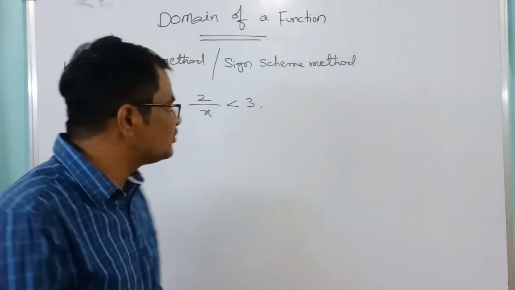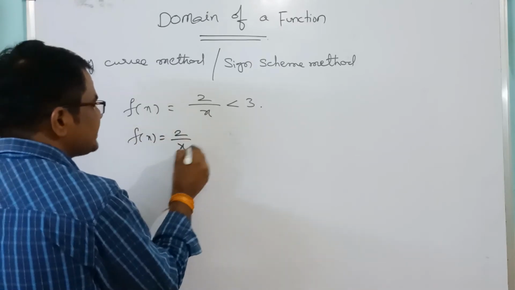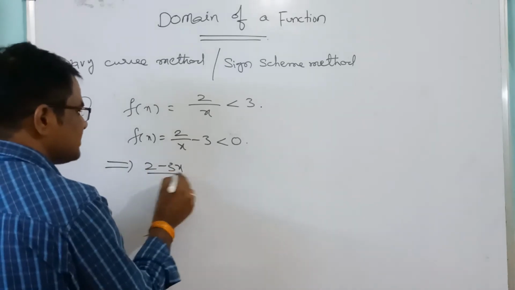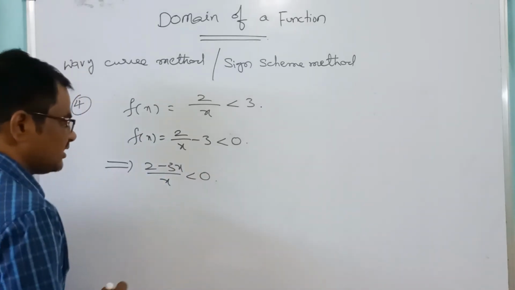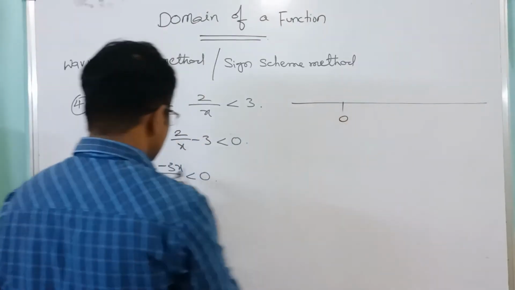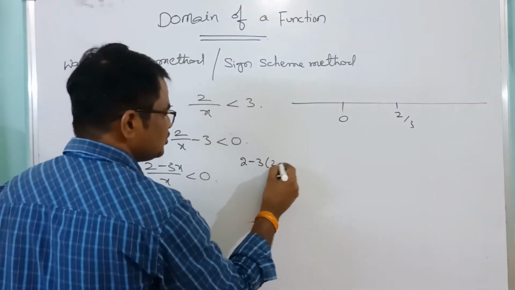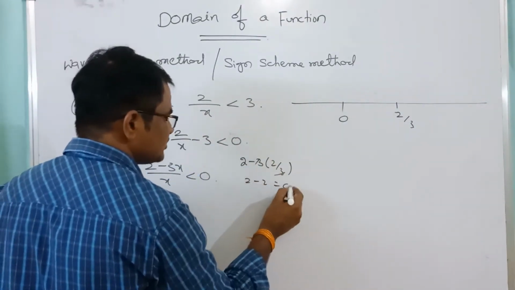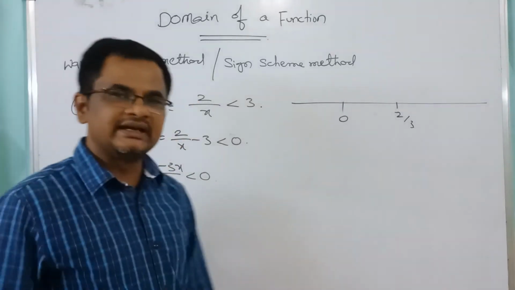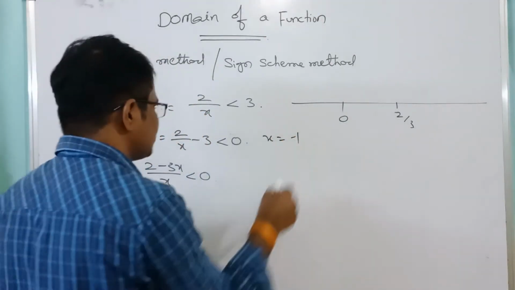So what do we have to do? Better you do it like this: f of x equal to 2 by x minus 3 less than 0. Now after that, 2 minus 3x by x less than 0. Like this you have to take. Now what are the critical points on the real number line? One is 0 and one more is 2 by 3, because 2 minus 3 into 2 by 3 gets cancelled, 2 minus 2 equals 0, so this factor is 0. That is also one of the critical points. After that, for less than 0, substitute any one value. I will substitute x equal to minus 1.